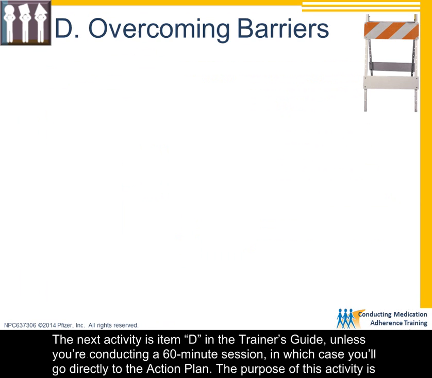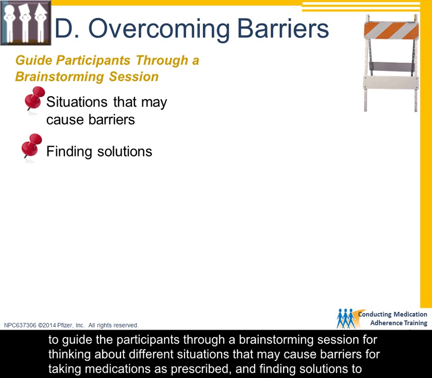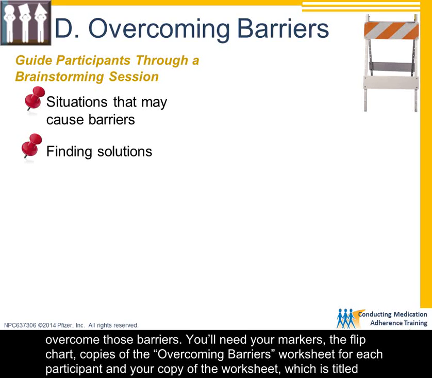The next activity is item D in the Trainer's Guide, unless you are conducting a 60-minute session, in which case you'll go directly to the action plan. The purpose of this activity is to guide the participants through a brainstorming session for thinking about different situations that may cause barriers for taking medications as prescribed, and finding solutions to overcome those barriers.